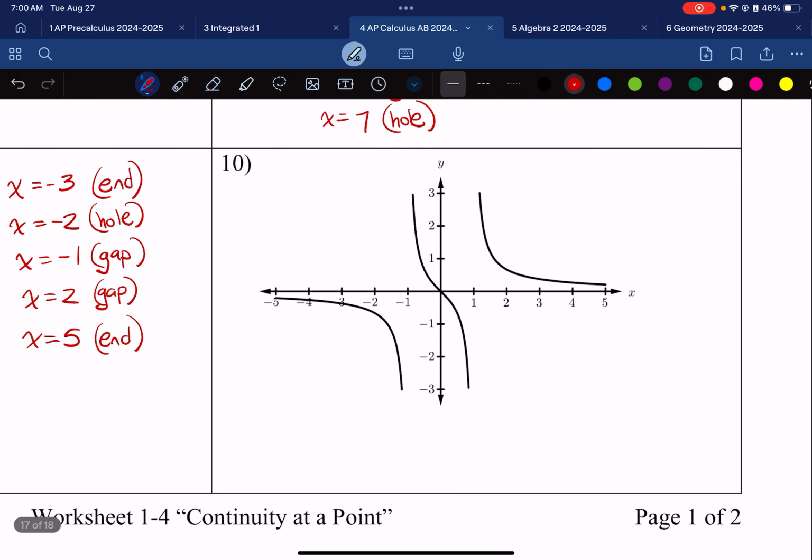And number 10, we have these vertical asymptotes, which I will put on my graph. So this is a vertical asymptote, this is a vertical asymptote, and we can now say x is equal to -1 and x is equal to 1. Both of those are vertical asymptotes.